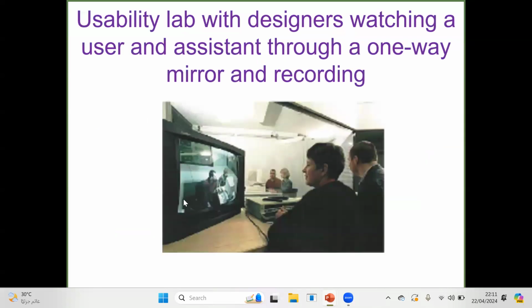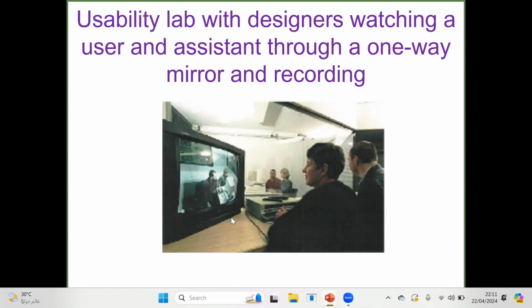Here is a setup of a usability lab. If you see, these are the two persons who are actually evaluating the digital product, and the people here are watching them.